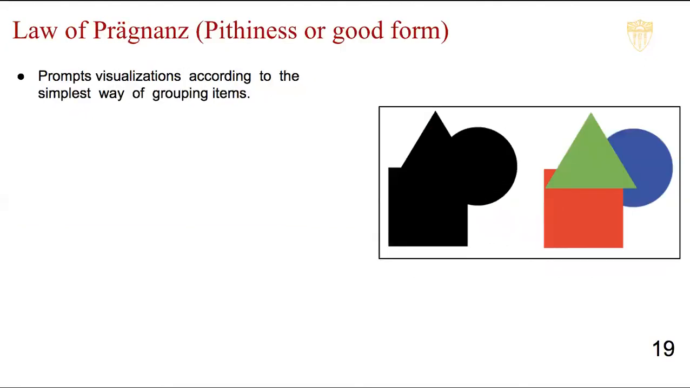Lastly, we have the law of prägnanz, which prompts visualizations according to the simplest form of grouping items. Overlapping shapes may cause ambiguity, but as we see in this figure, this law takes the abstract black shapes as depicted on the left and perceptually organizes them into simple, more recognizable forms as is depicted on the right with the colored circle, triangle, and square.